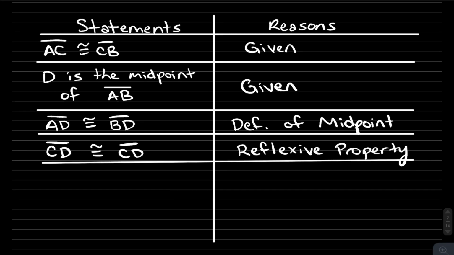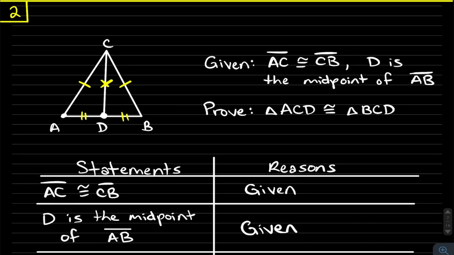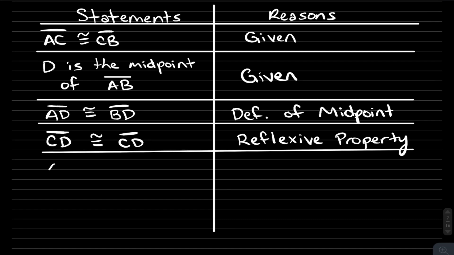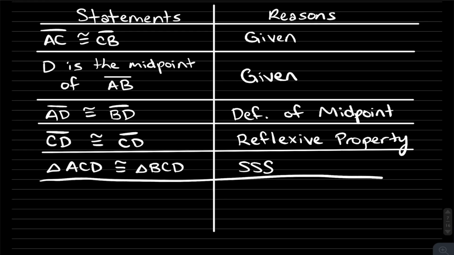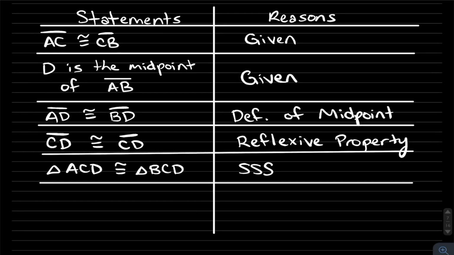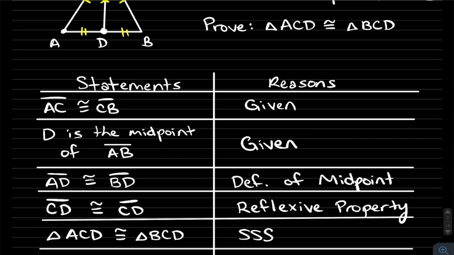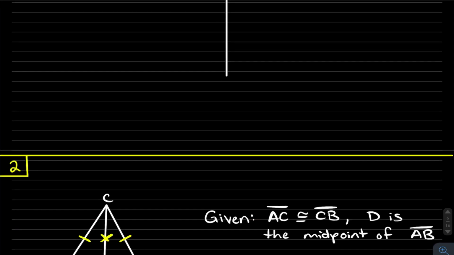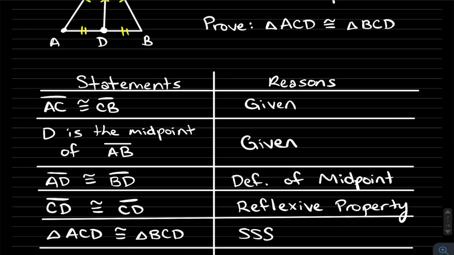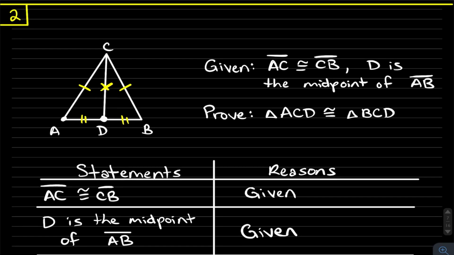Okay, and now that we have this, we have side, side, side. We have a side here, side here, side here, side here, and then we have our third side, which is congruent to itself. And so we get that these two triangles are congruent. Triangle ACD is congruent to triangle BCD by SSS. All right, so there is another postulate in action. In the last problem we talked about side angle side, and in this problem we got to see side side side. It's pretty interesting.